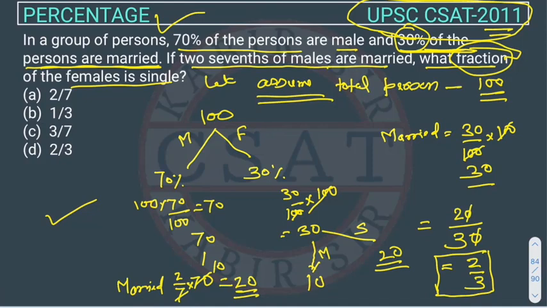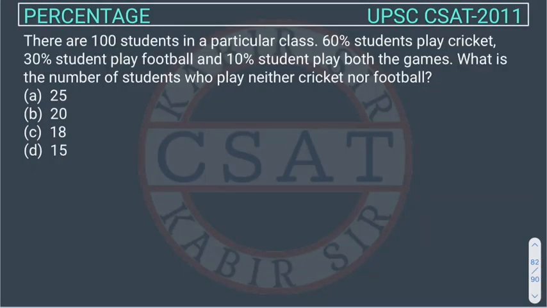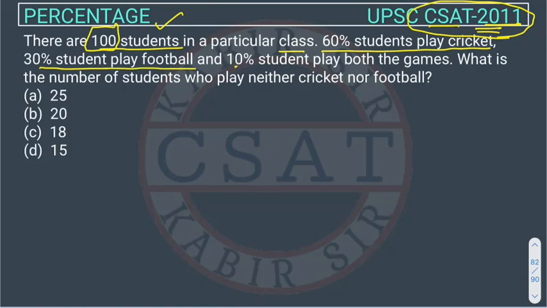And personally, this is the percentage question asked in UPSC CSAT 2011. So this question is asked in the UPSC Civil Services Exam, paper CSAT, in 2011. So the question is, there are 100 students. In a particular class, 60% students play cricket, 30% students play football, and 10% students play both the games. What is the number of students who play neither cricket nor football?